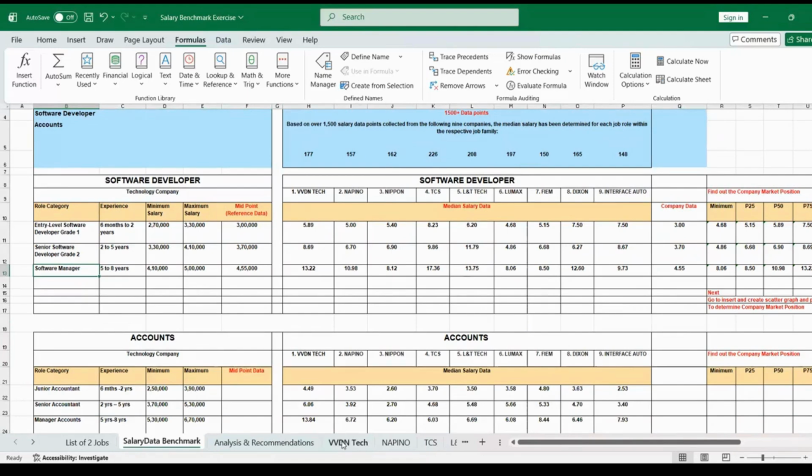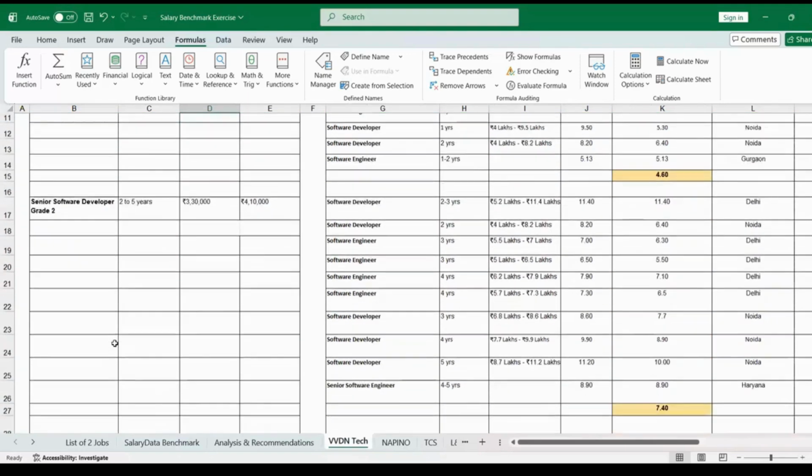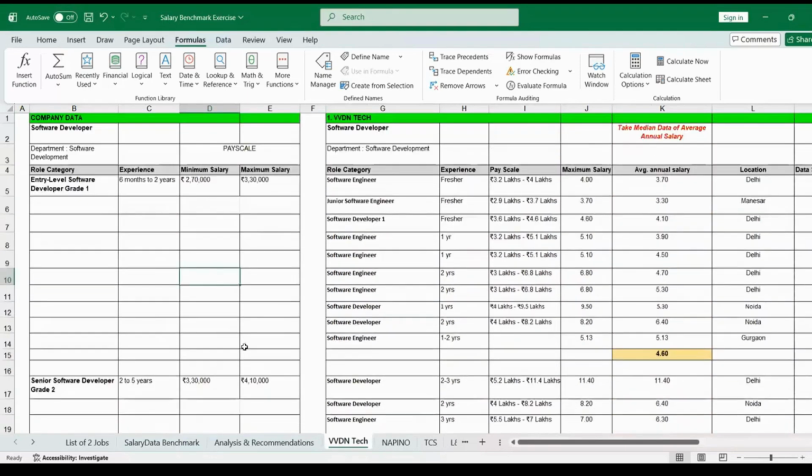So from each company, this is the data set of the first company, wherein we have gathered the data for software grade, senior software grade, and software manager. From each company, for each role, we have gathered at least 9-10 data points. Even the role categories are different: somewhere they are software engineer, somewhere software developer. The role titles might change, the category might change, but the experience range that is required for that position remains the same.